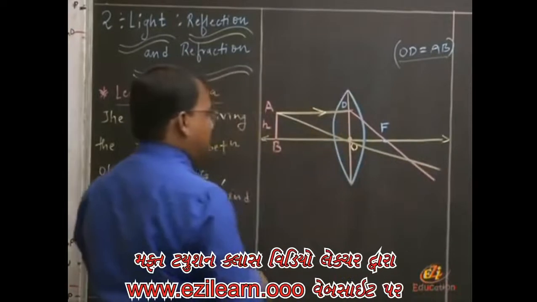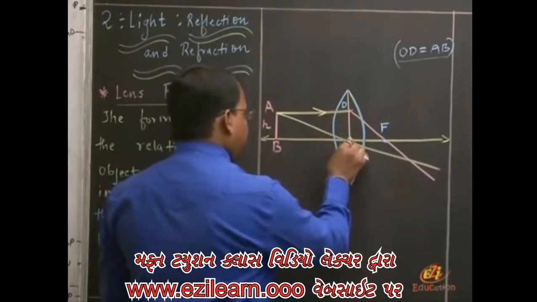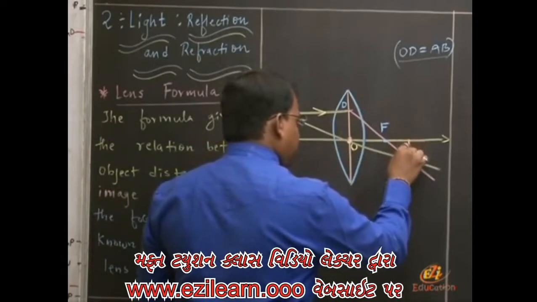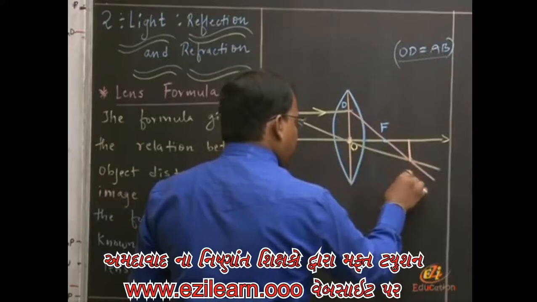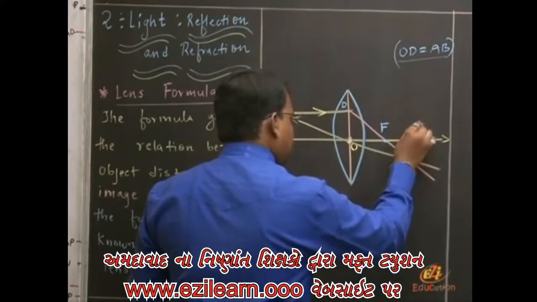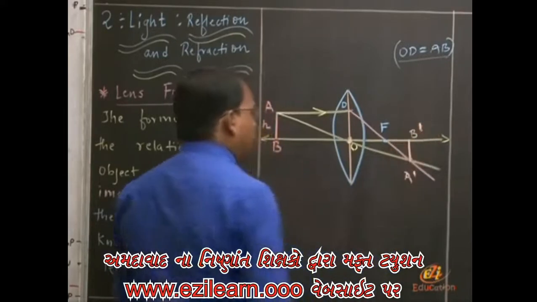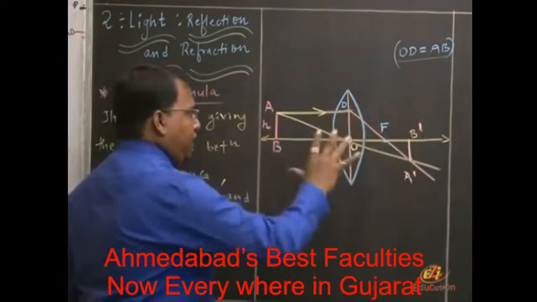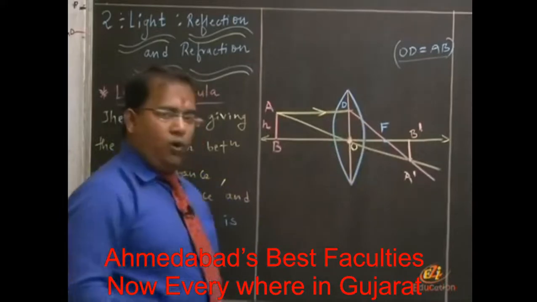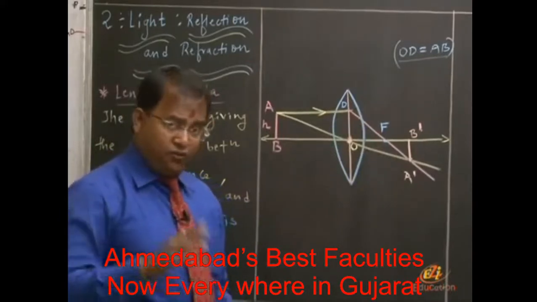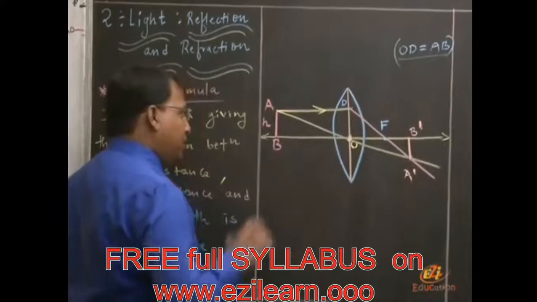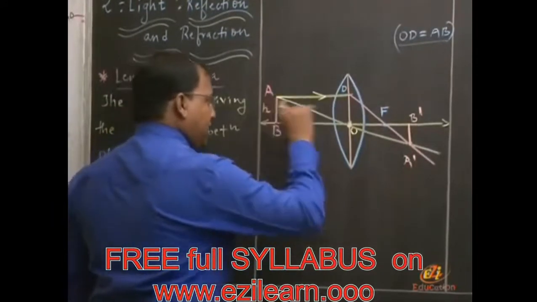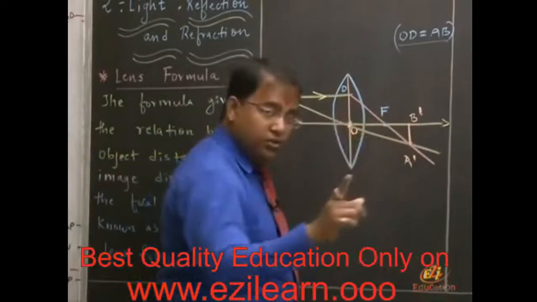Passes through the origin, here it is, and the point where it meets will be the image A dash, B dash. A dash, B dash is the image. This whole figure depicts the whole scenario. What is refraction? Where is the object? Where is the image? Let me make it a quick revision for you. AB is the object, A dash, B dash is the image.